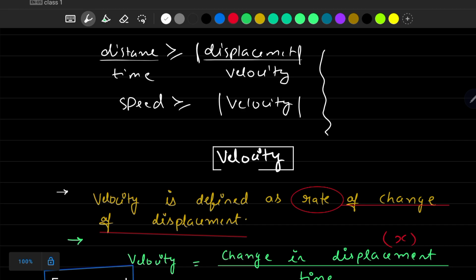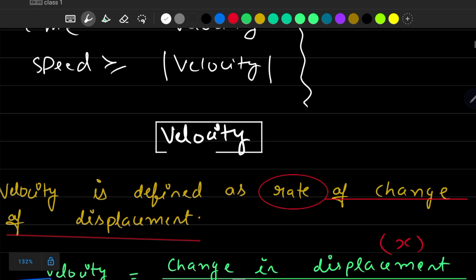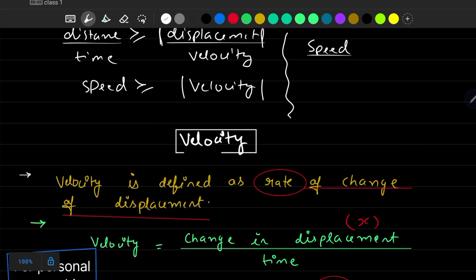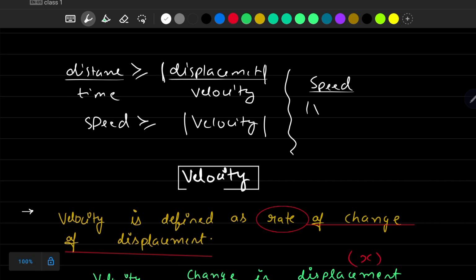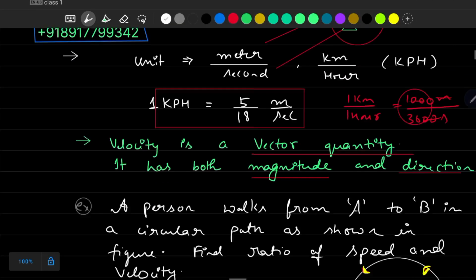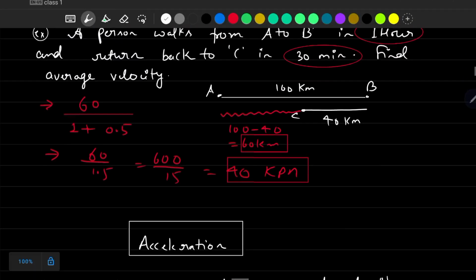We can write this like this also, because speed is greater than or equal to velocity, so speed upon mod of velocity is greater than or equal to 1, because if you divide this side, it will become speed upon mod of velocity is greater than or equal to 1. So this was about velocity and average velocity.